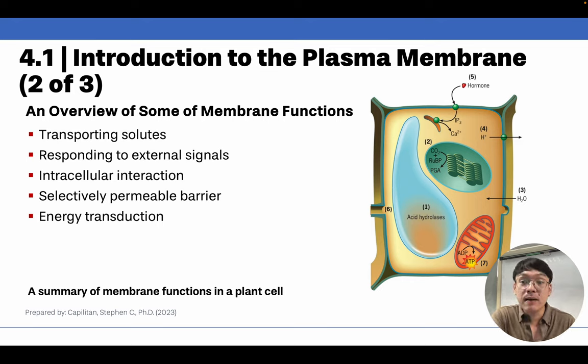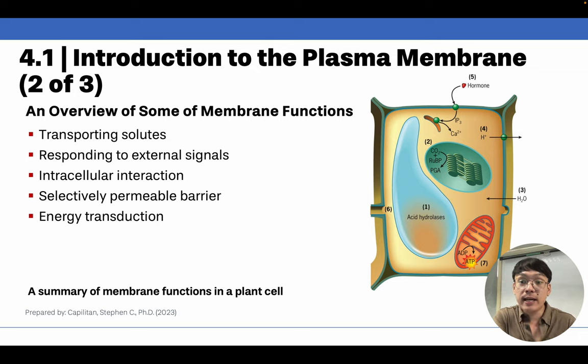Number five is an example of the involvement of your membrane in the transfer of information from one site to another. We call it signal transduction. In this case, hormones such as abscisic acid bind to the outer surface of the plasma membrane and trigger the release of chemicals such as IP3 into the cytoplasm. In this case, the IP3 releases calcium ions from a cytoplasmic warehouse.